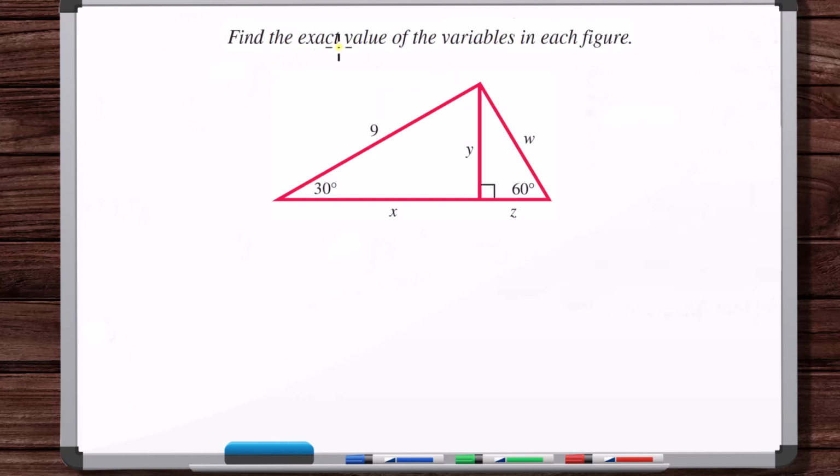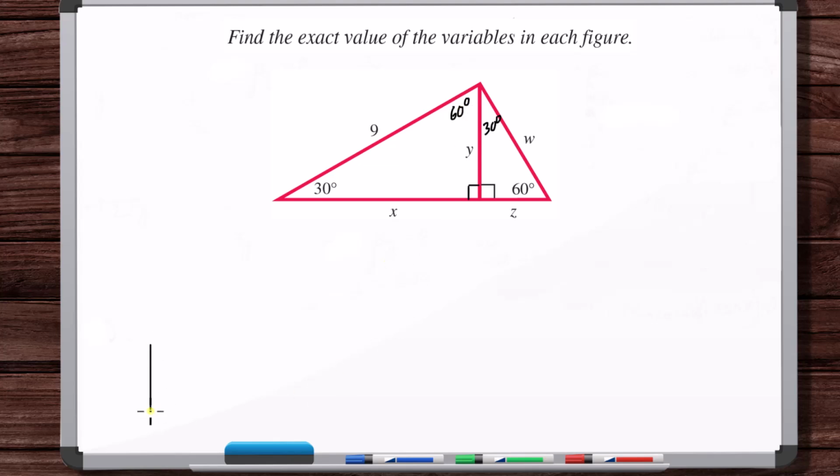All right, find the exact value of the variables in each figure. So we want to find what x, y, z, and w are. Well, we can see that this is 90, so we've got two right triangles here. We know that this is going to be 30, because it's a 30, 60, 90 triangle, and that this is going to be 60.